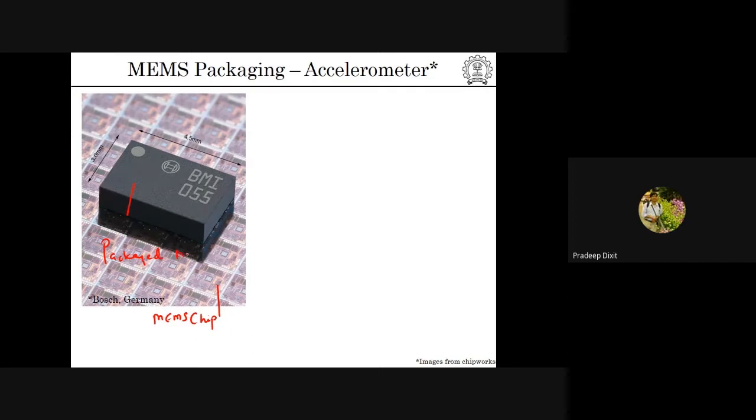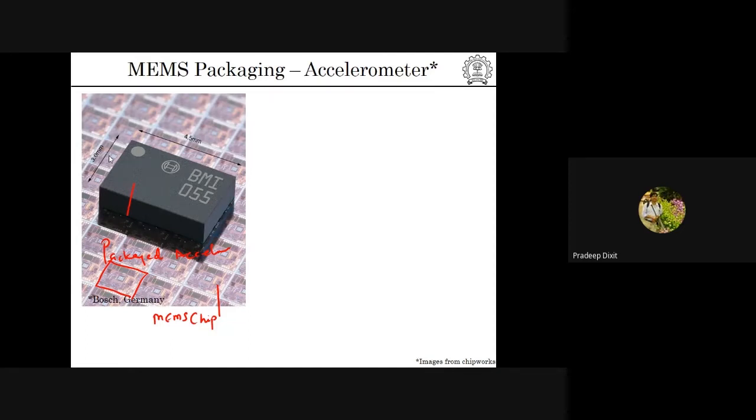This is a packaged accelerometer chip. You can see that the actual MEMS die is very small, something like this, but compared to this one, the package is very large: 4.5 millimeter by 3 millimeter. This is the packaged MEMS accelerometer which is utilized in most automobile cars. Whenever your car hits any kind of obstacle or a crash, the airbag opens up. This particular chip is responsible for opening up those airbags.